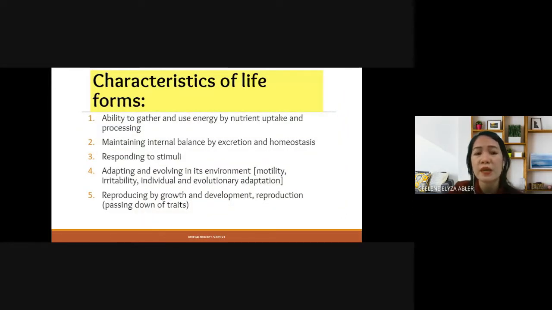So, here are the main na characteristics of life. There are different ideas for the characteristics of life, but this is the main na ideas about it. So, the first one is actually the ability to gather and use energy by nutrient uptake and processing. So, halimbawa, you are a living organism because you can create your own energy, or you can generate energy in the form of ATP, or for other na mga processes, you use GTP. I-discuss na yan natin sa second na quarter, yung GDP, GTP and ATP. Ano yung difference ng dalawa?